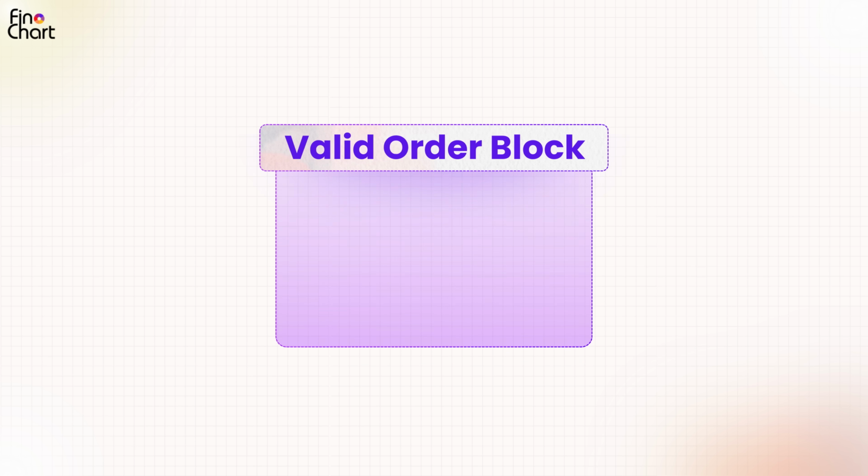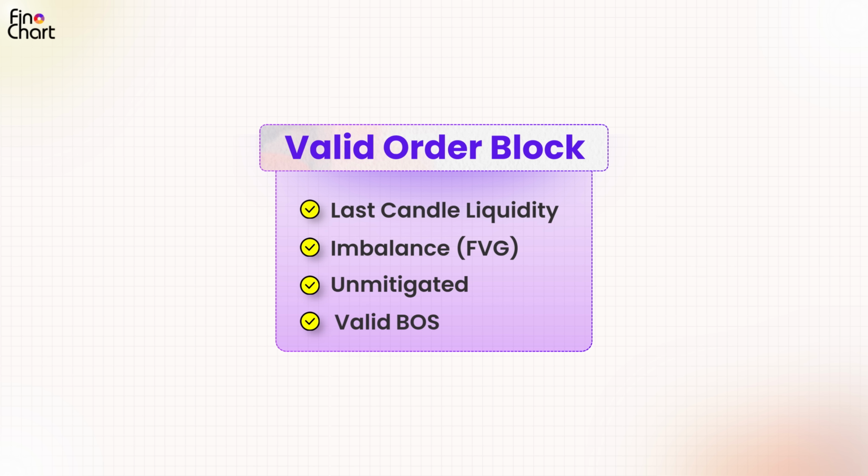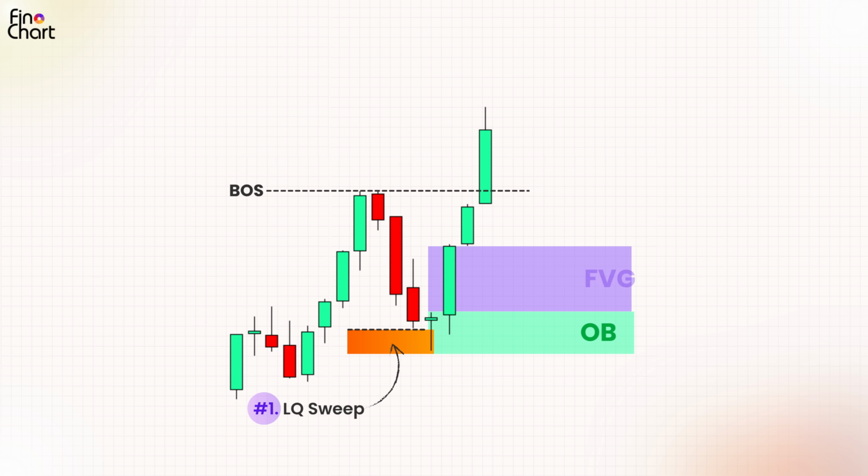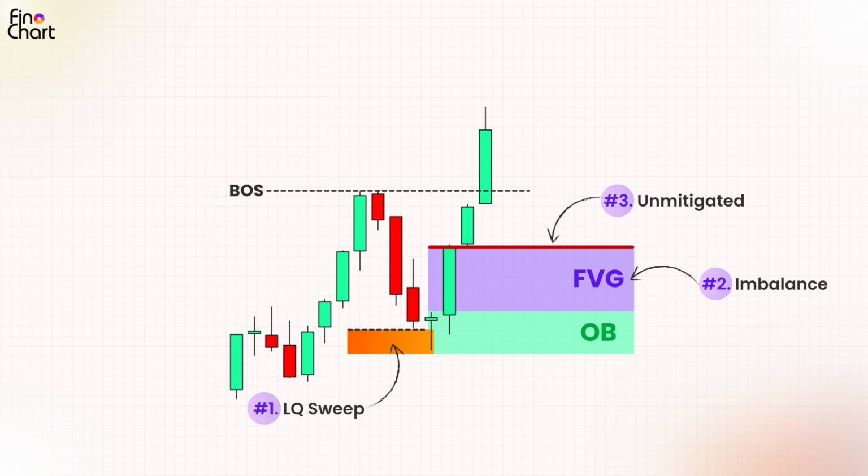So to summarize, a fully valid order block requires all four of these elements: liquidity sweep on the last candle, inefficiency or imbalance in the candles that follow, an unmitigated zone that hasn't been touched yet, and a valid break of structure with inducement. When all four are present, that's when the order block truly works at its highest probability. And remember, order blocks work in both bullish and bearish market structures, and you can use them on any time frame. But the higher the time frame, the more accurate and reliable the order block tends to be.